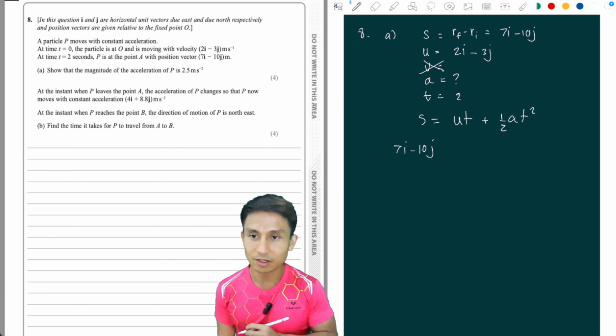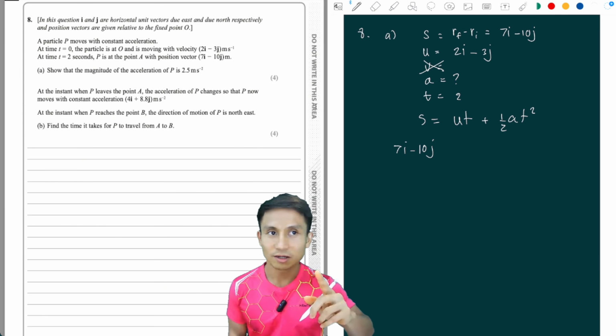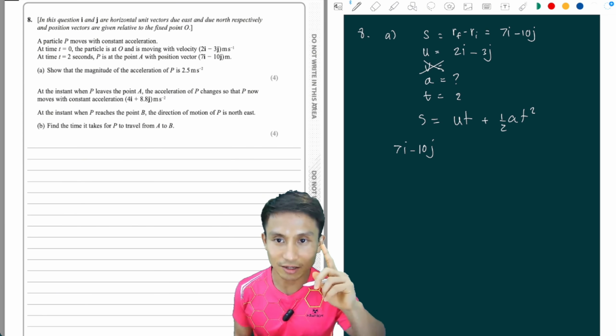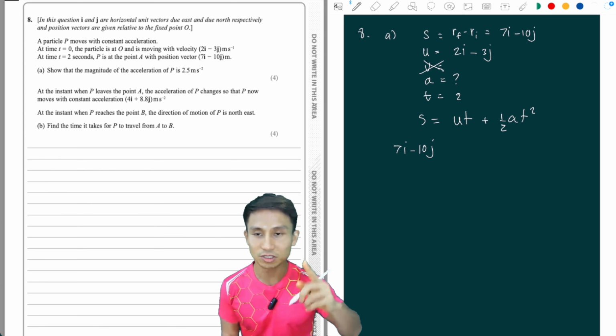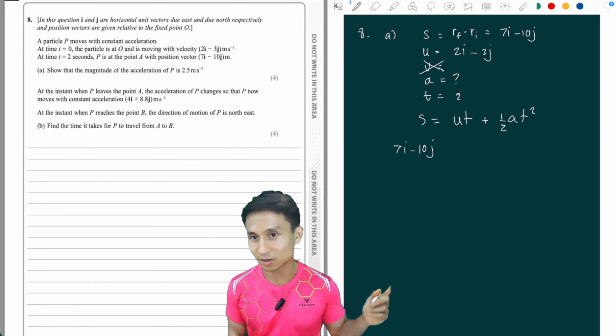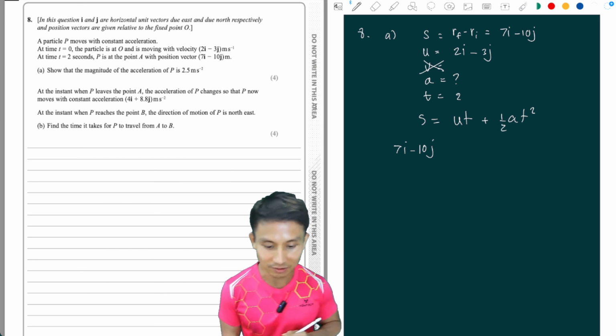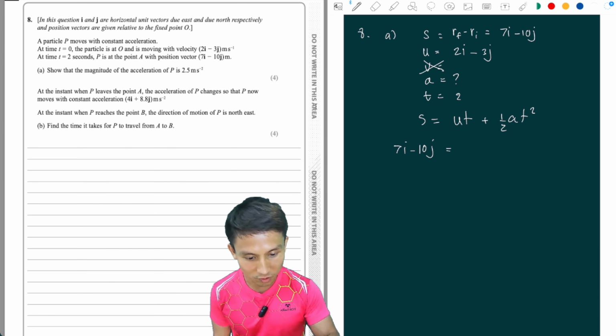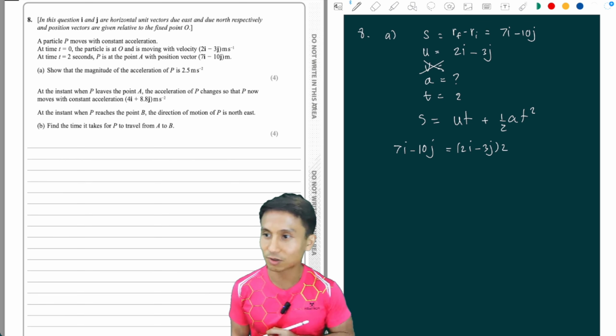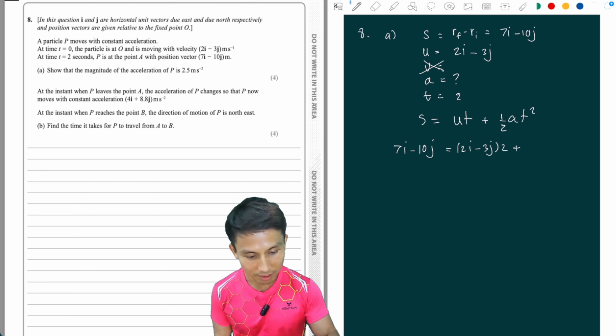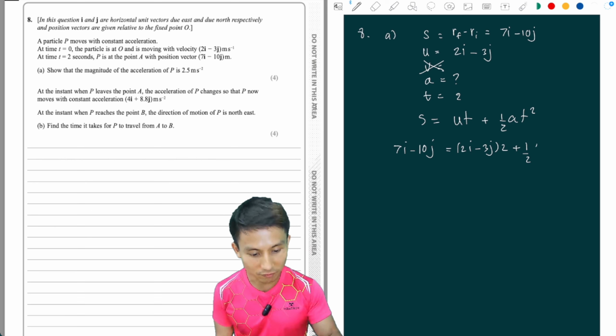So S is just the displacement there. Note that if this question told you that the initial position vector was something else, then you would have had to subtract and get the displacement vector first. U is 2i minus 3j and time is 2, so I just multiplied by 2 there. Plus half a, which is a vector, times t squared.